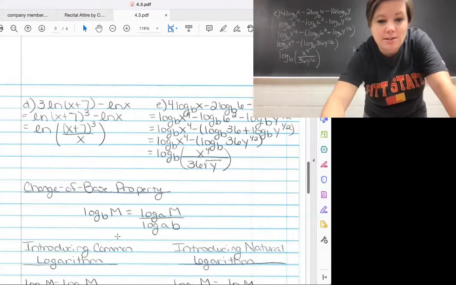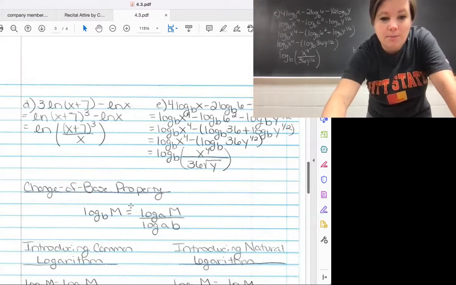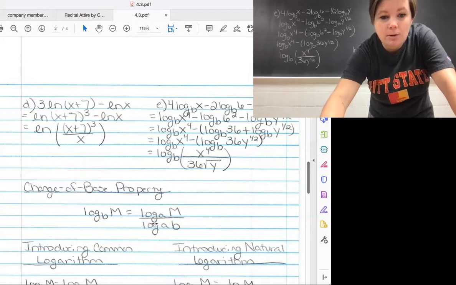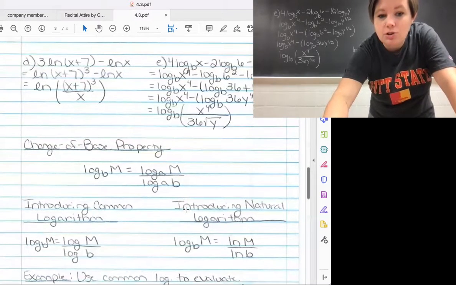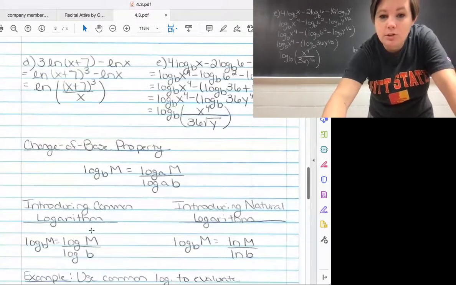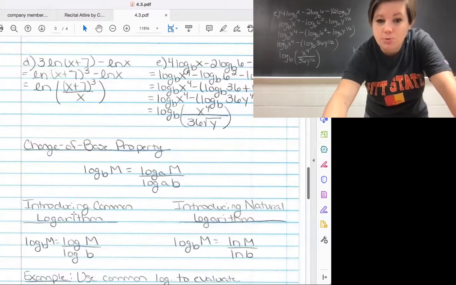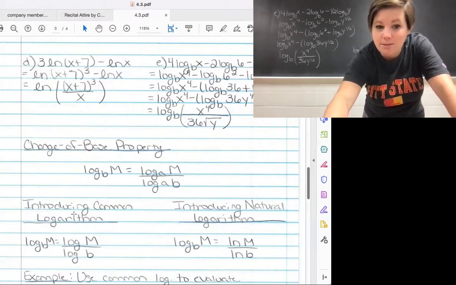And what it does is it says that log base b of m equals log base a of m divided by log base a of b. Well, what is that a? Well, really, there's two different ways. We can use the common logarithm. That's where we have base 10.